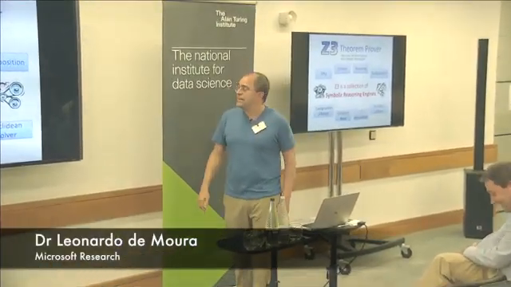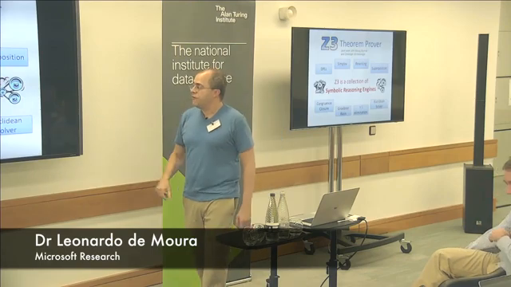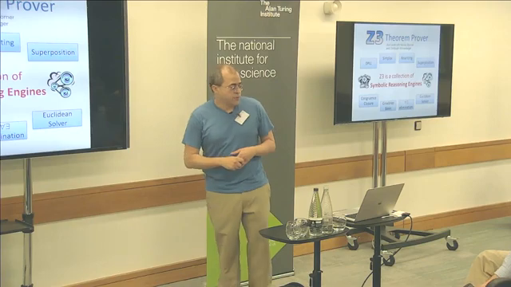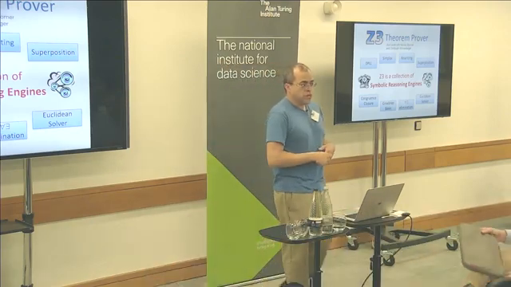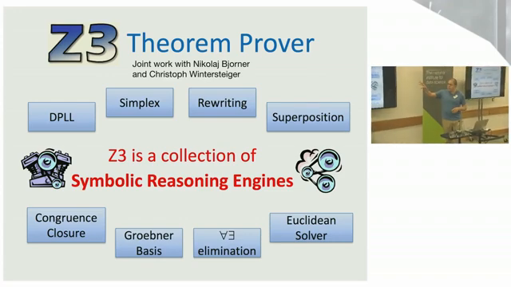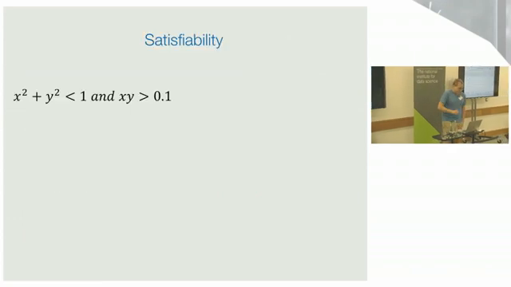Going to start with Z3. Z3 is a collection of symbolic reasoning engines, right? You can also view it as an automatic theorem prover. Z3 is joint work with Nikolaj Bjorner and Christoph Wintersteiger, who have many engines there, but basically Z3 uses heuristics to select these engines. The user has some flexibility in selecting them, but they are mostly black boxes.